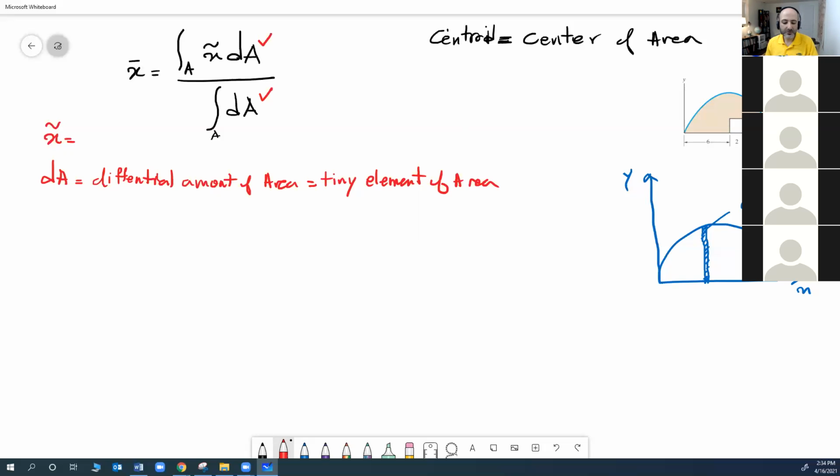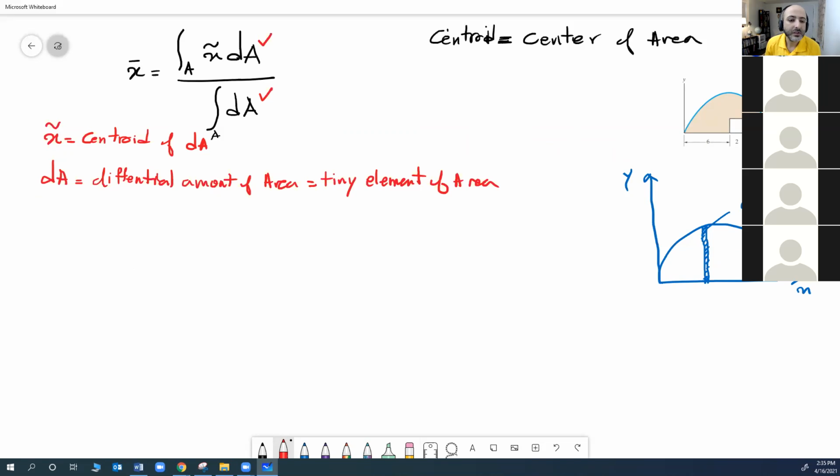Seriously, no one remembers anything from chapter 4? Isn't it just the center of your rectangle from the y-axis? So it is the centroid of that little tiny dA.